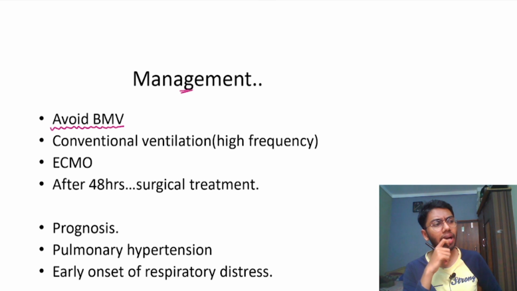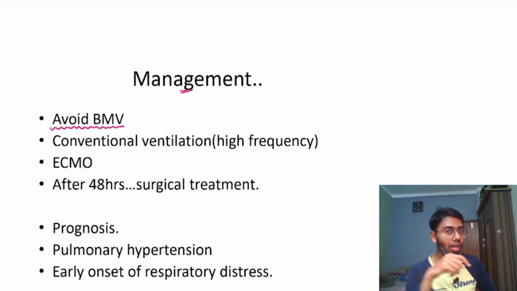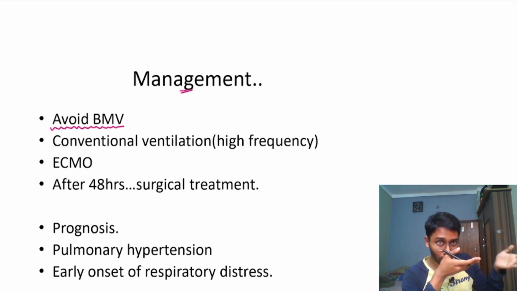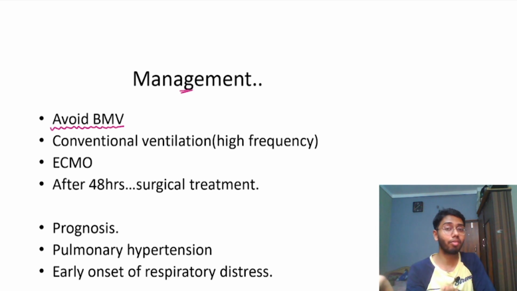How will I know whether this baby's distress is because of normal respiratory distress syndrome or because of congenital diaphragmatic hernia? Because if it is a normal respiratory distress syndrome, bag and mask ventilation is indicated. If it is congenital diaphragmatic hernia, bag and mask ventilation is contraindicated. See the abdomen. If the abdomen is scaphoid, suspect congenital diaphragmatic hernia. If you suspect it, take an X-ray.